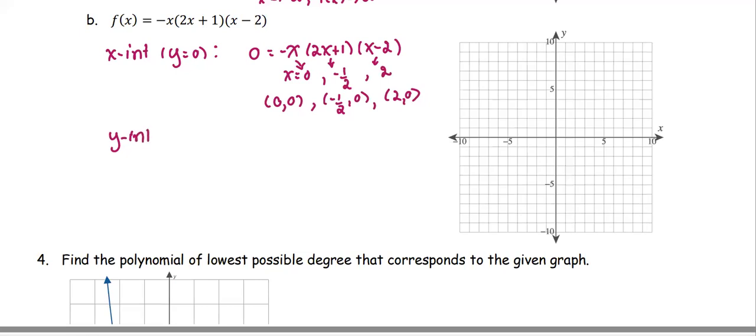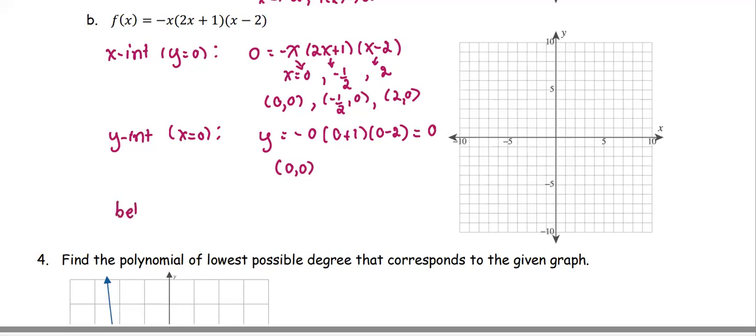For the y-intercept, let x be 0. We get y equals negative 0 times 2 times 0 plus 1 times 0 minus 2. 0 times anything gives 0. And we obtain the point 0, 0, the origin, as the y-intercept.